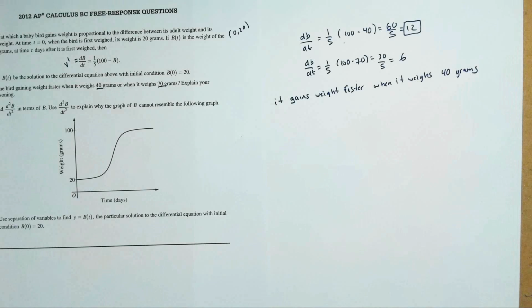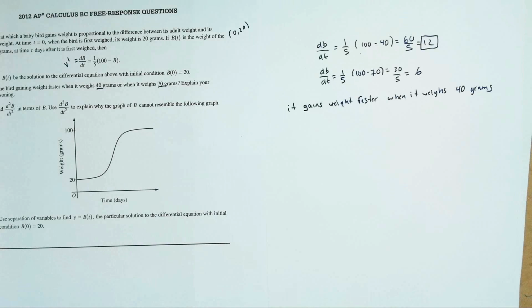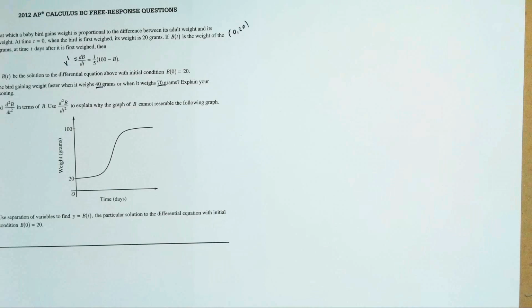Then part B. Part B is saying find d squared B over dt squared, and then use d squared B over dt squared to explain why the graph of B cannot resemble the following graph. Now, when students saw this question, they probably got confused because in calculus you really don't work with a problem just like this. But you have to remember, what is the big difference between dB over dt and d squared B over dt squared? All this is saying is find the second derivative.